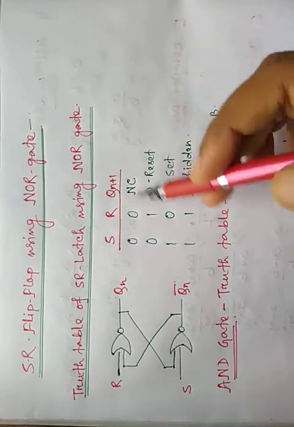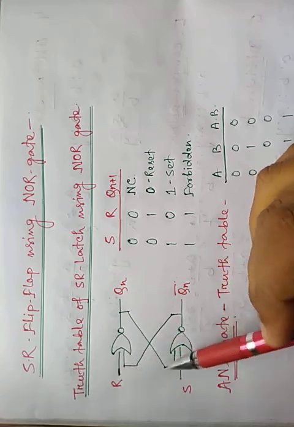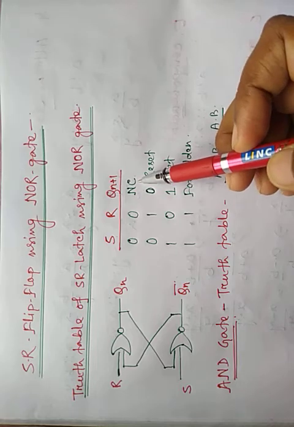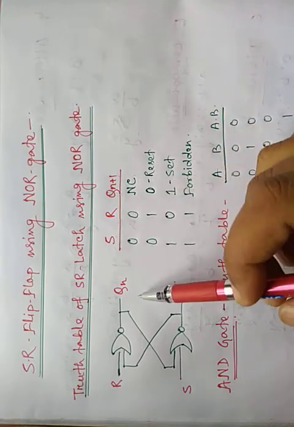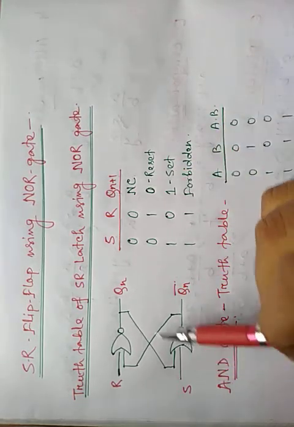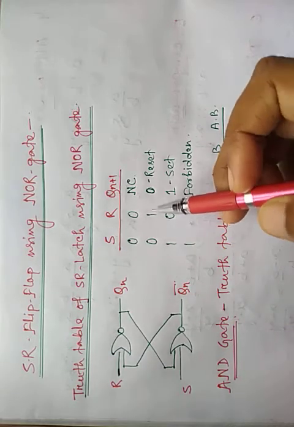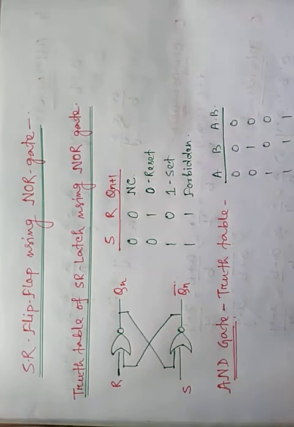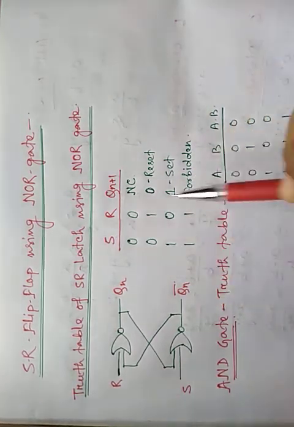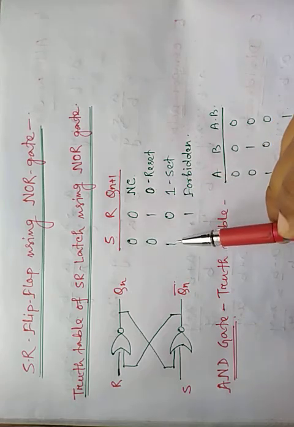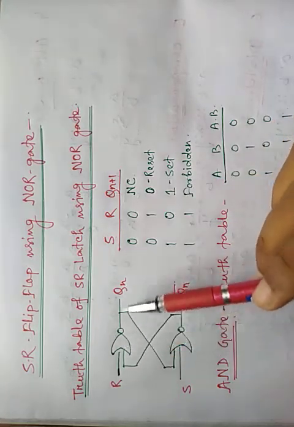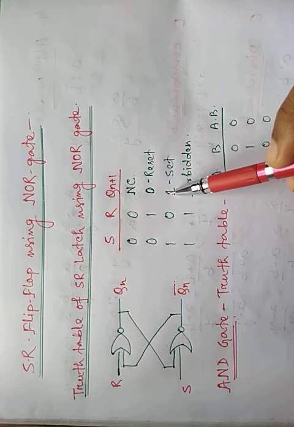In SR latch, we know that when both the input signals are 0, the output becomes no change. No change means it stores its previous value. When S and R input values are 0 and 1, the output becomes 0. 0 means reset. That is, whatever the value in the flip-flop, it changes into 0. When S and R is 1, 0, it is set. Set means whatever the value in its previous state, the output becomes 1.